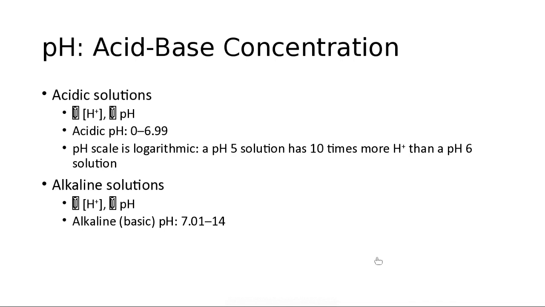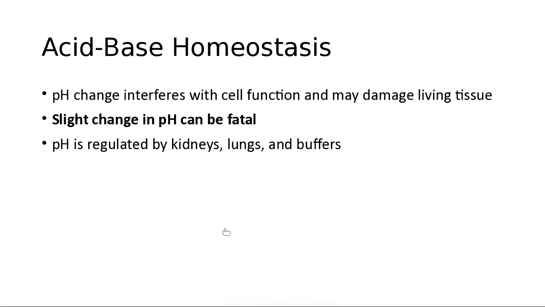Okay, now, since the pH scale is logarithmic, a solution with a pH of 5 has 10 times more hydrogen than a pH of 6. pH changes interfere with cell function and can damage tissue, and a slight change in pH can kill you. It's regulated by the lungs, as we already mentioned.